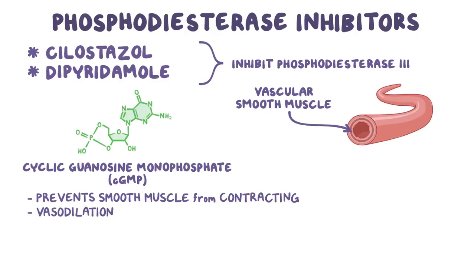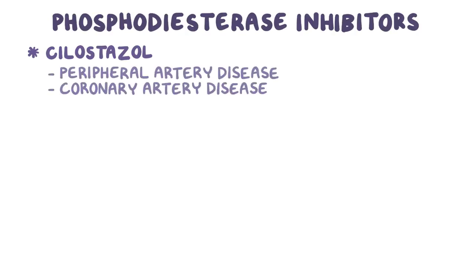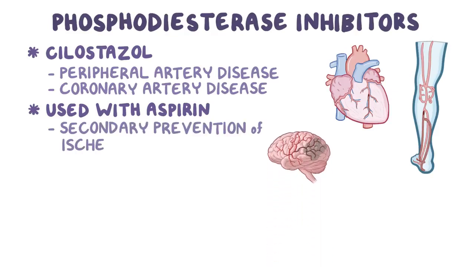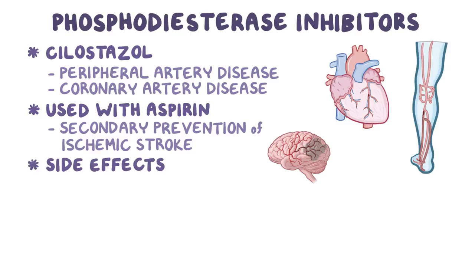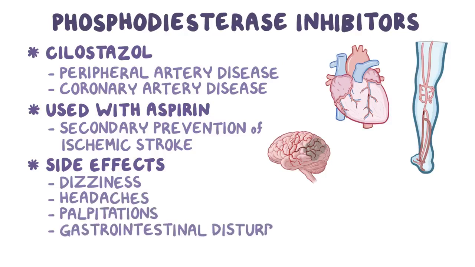Because of this property, cilostazol is used primarily for the treatment of peripheral artery disease and coronary artery disease, where there is significant blockage in the arteries of the lower extremities and heart. They are also used with aspirin for secondary prevention of ischemic stroke by inhibiting clot formation in cerebral arteries. In terms of side effects, the phosphodiesterase inhibitors can cause dizziness, headaches, palpitations, and gastrointestinal disturbances.